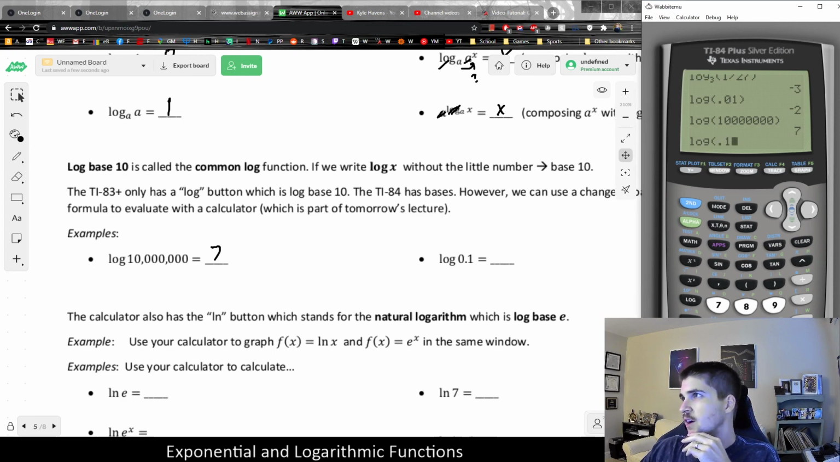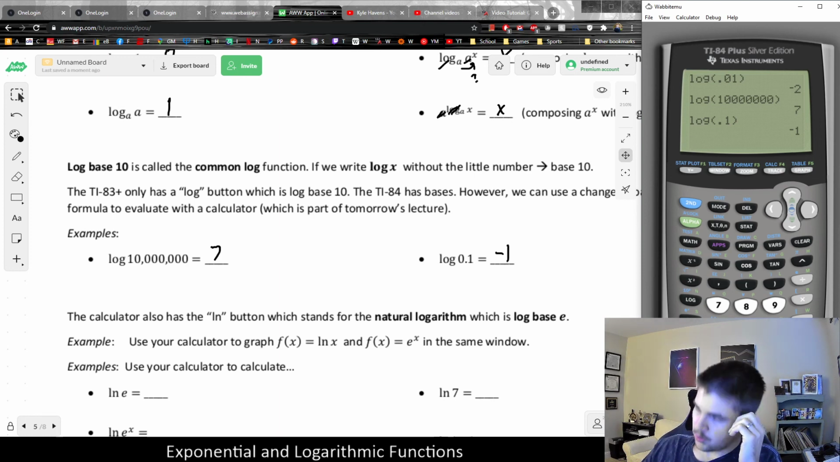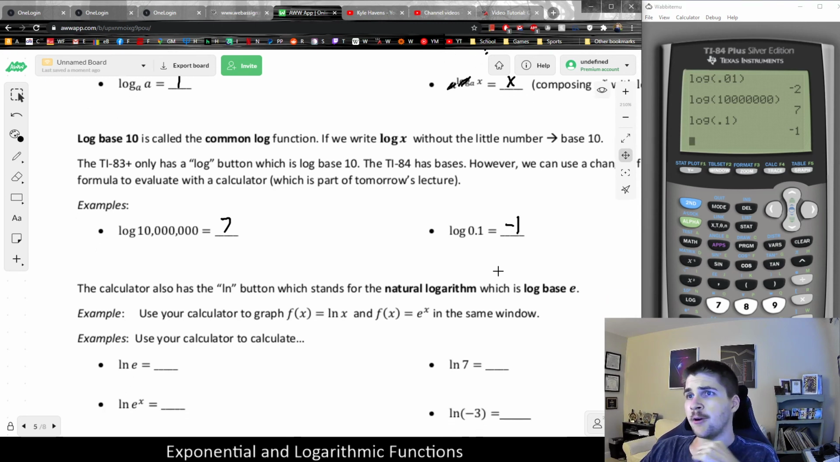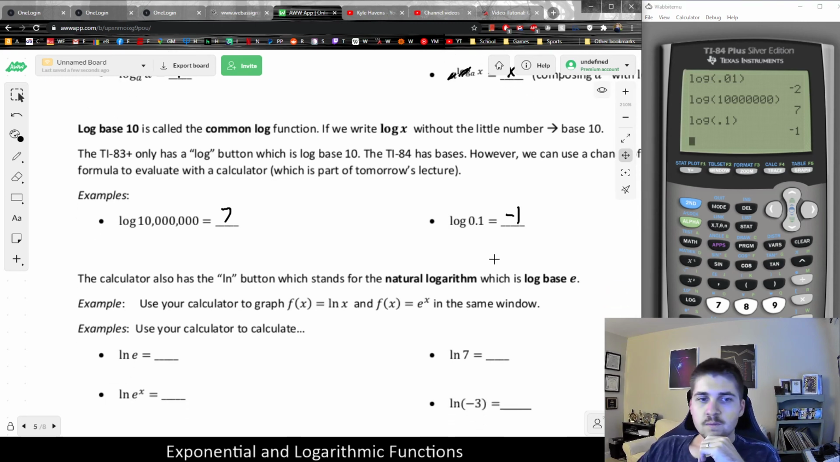Or say you wanted to do a log of 0.1. That would be -1, because 0.1 is 1/10, which is 10 to the minus 1 power. So in the next video, I'll talk a little bit more about the natural log, and we'll look at what the graph of a logarithm looks like.